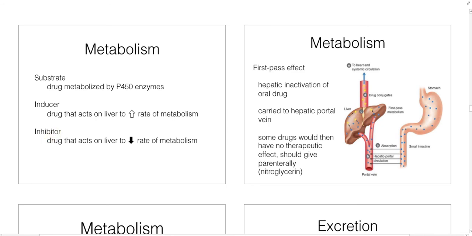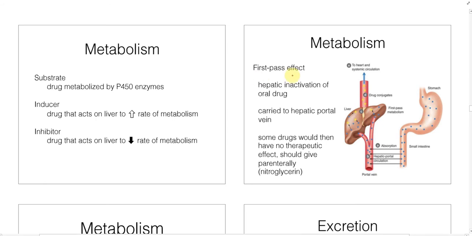An inhibitor is the opposite. It's going to make things less likely to be metabolized, and so they're going to end up running more rampant through the system, and you're going to have to decrease the dose of those meds if you're giving them together.